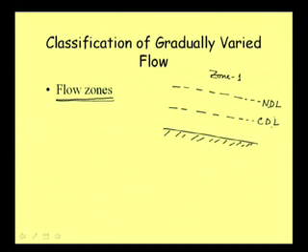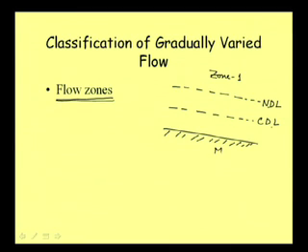Say our NDL line will be above the critical depth line for a mild slope case, but for a steep slope case, our NDL will be less than the critical depth line. So, zone 1 is the zone above either NDL or CDL, whichever is at the top.